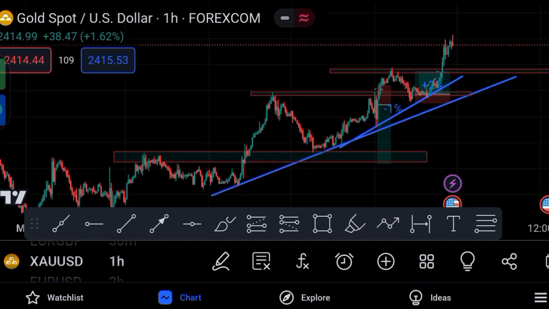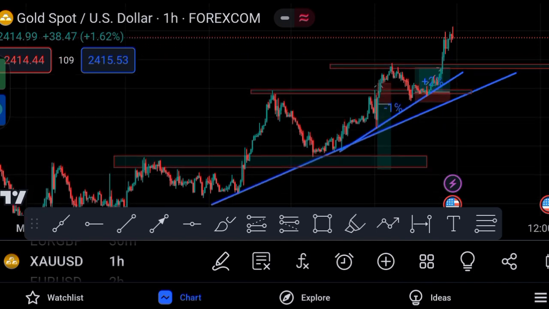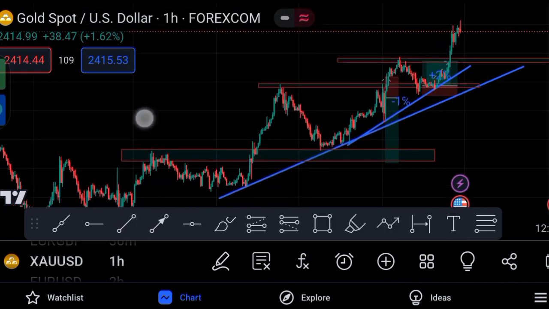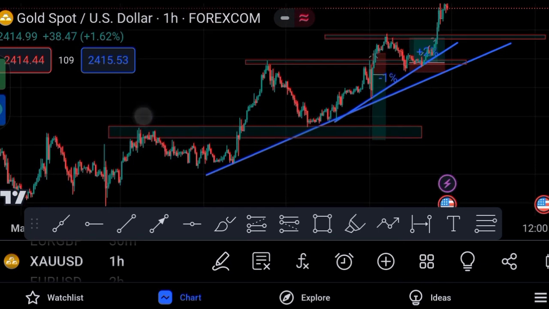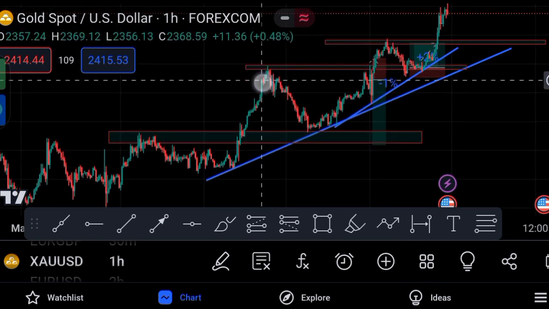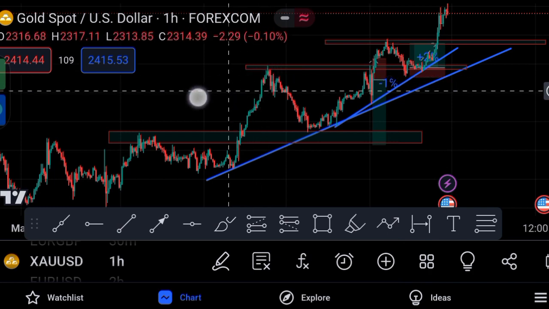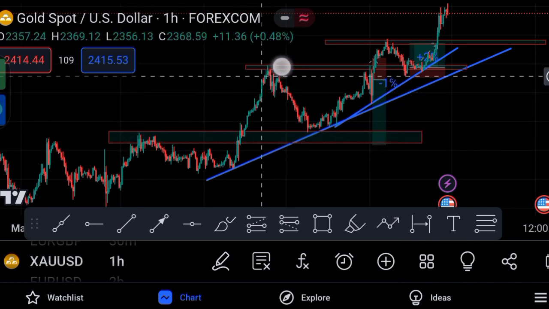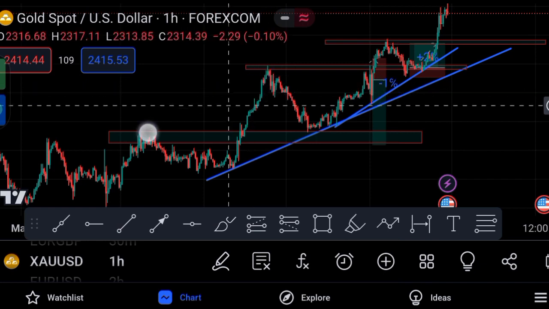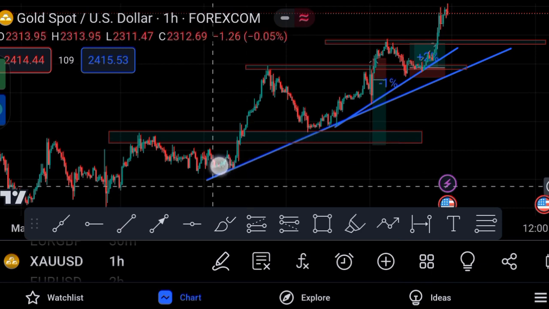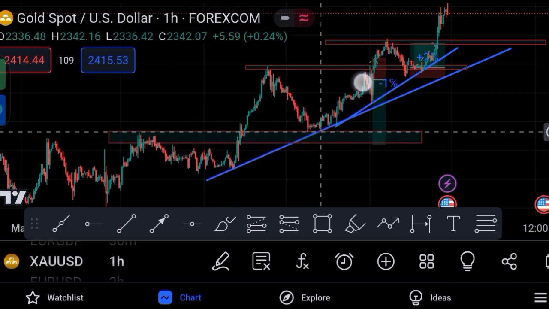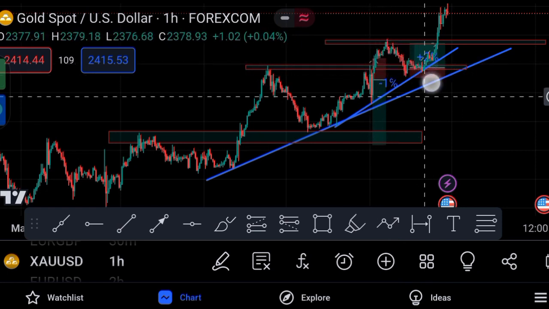If you just count with me and identify this, you see this is a higher high, this is a higher low, this is a higher high. This high right here, as you can see, is higher than this one, so it is called a higher high. Then this low is higher than this one here, so it is called a higher low. And the same thing happened here, higher high, higher low, right?